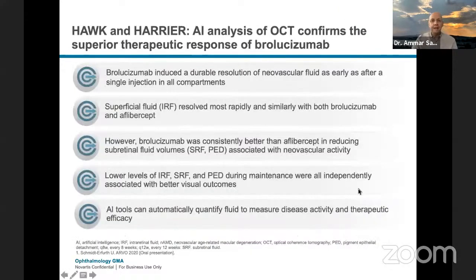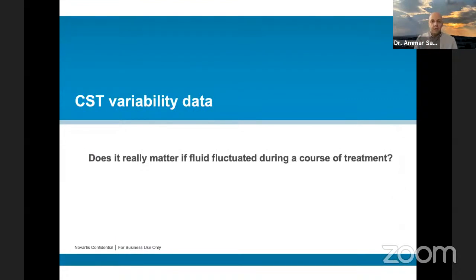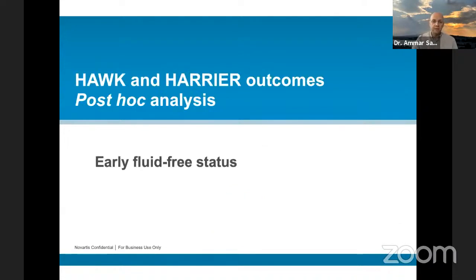So from that, you can say that with intraretinal fluid resolution after the first dose for patients with neovascular AMD, both brolucizumab and aflibercept were quite potent and achieved a rapid and good resolution of the intraretinal fluid. However, brolucizumab was consistently better than aflibercept in reducing the subretinal and sub-RPE fluid. And like I said, if there is high disease activity, meaning a lot of fluid, the vision is not good. If you have low disease activity, the vision in general is better. So to answer this question, yes, definitely. It does matter if the fluid is fluctuating as far as vision is concerned.